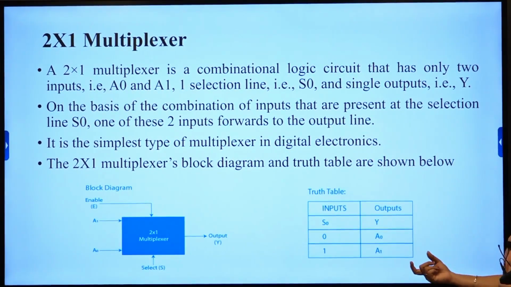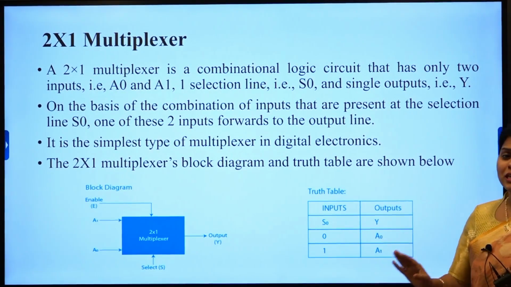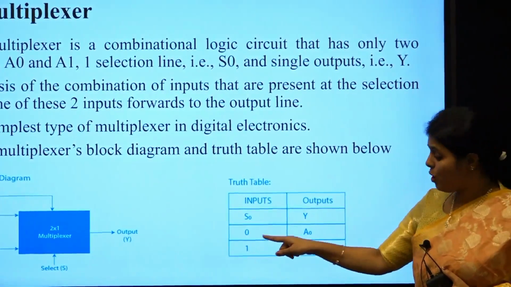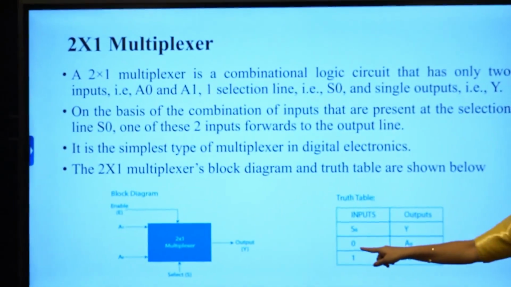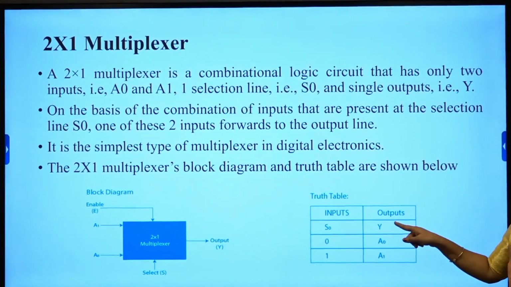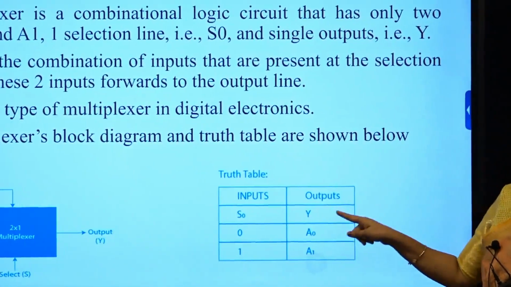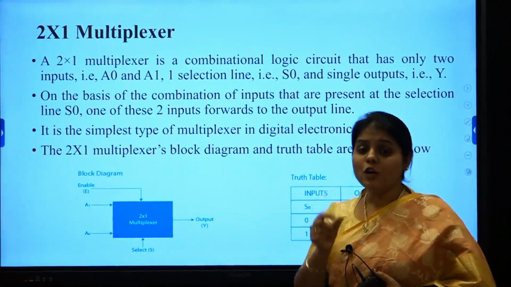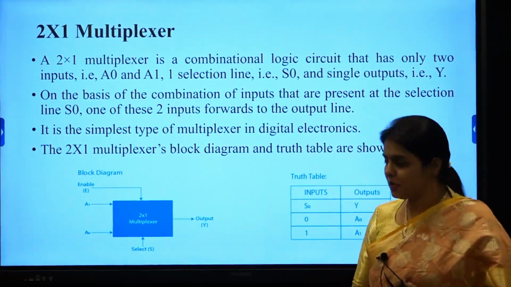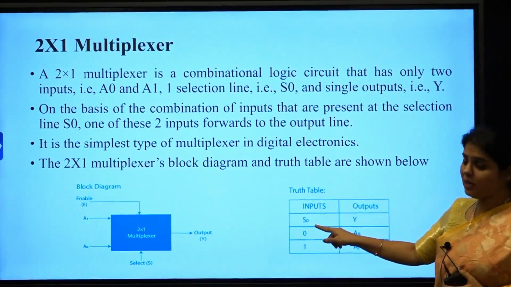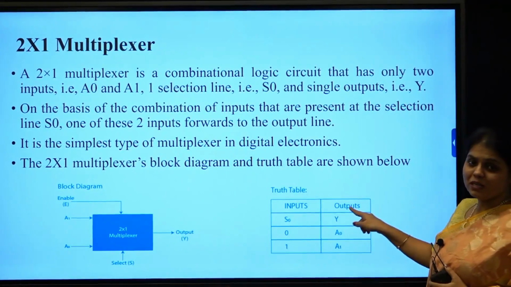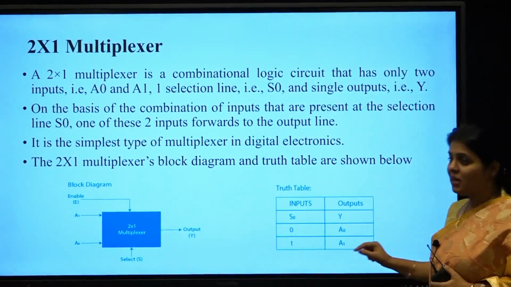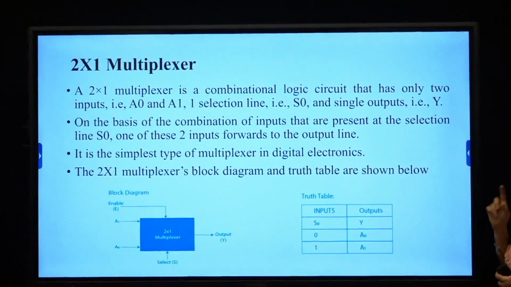Now look into this particular truth table. I have the select input here; I am not considering my data inputs here. If the select input is 0, the first input A0 is produced at the output. If the select input is 1, A1 is produced at the output. As I told you, depending upon the combination of select inputs, one of the inputs will appear at the output. As I have only one select input here, if it is 0, the A0 input will appear at the output. If the select input is 1, A1 will appear at the output. So that is the block diagram and the truth table for the 2 by 1 multiplexer.